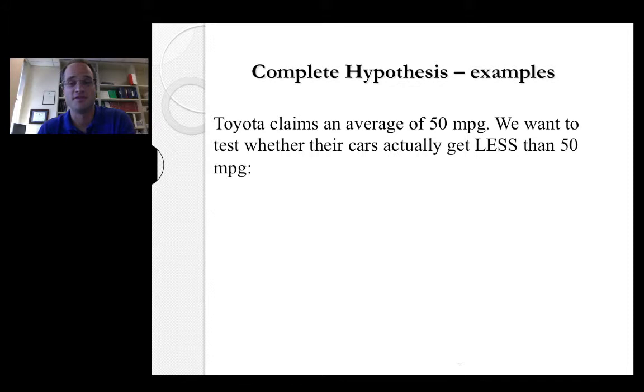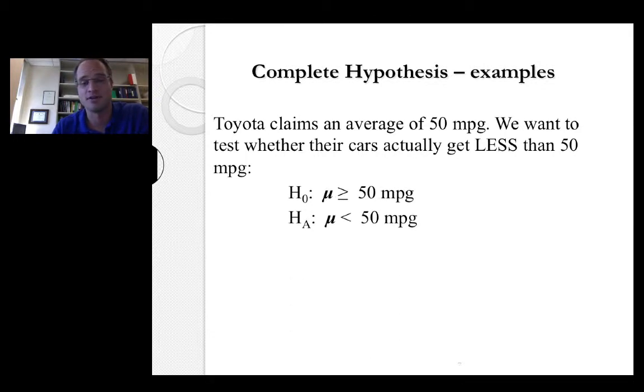Toyota claims an average of 50 miles per gallon. Let's say we want to test whether their cars actually get less than 50 miles per gallon. You could consider if their cars are actually more fuel efficient than it's marketed or advertised, that's probably not a problem. But if consumers are actually getting duped and on average these cars are getting less than 50 miles per gallon, that's probably a problem. And so what we're really interested in, our research hypothesis, is the average less than 50. And so that's what we're going to frame the alternative with, right?